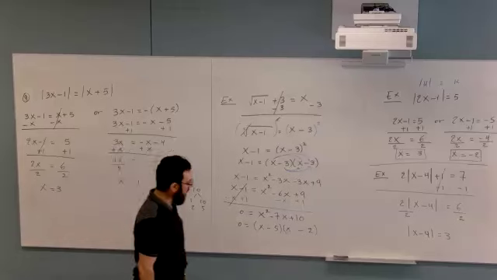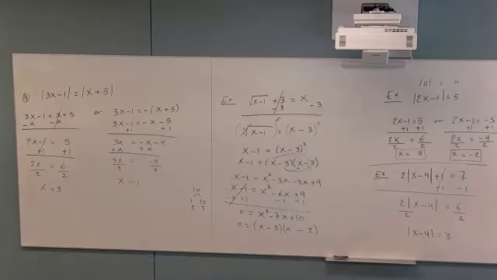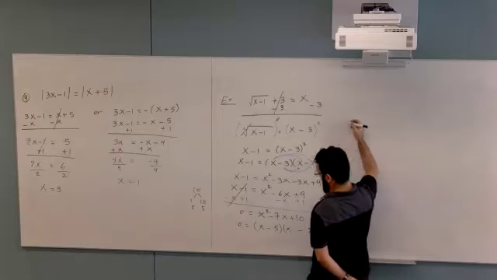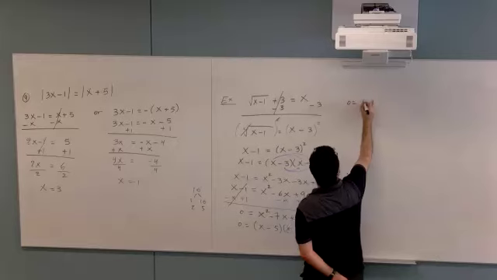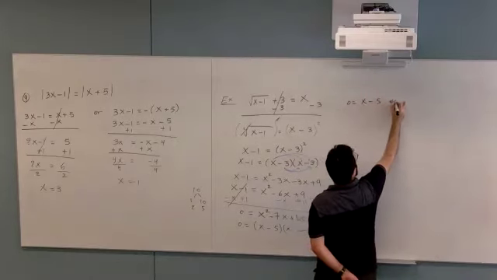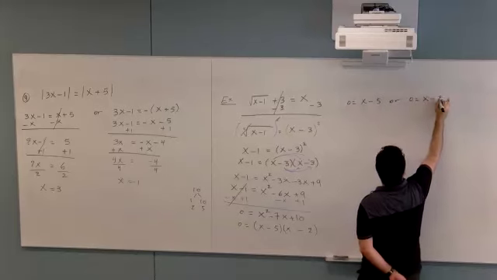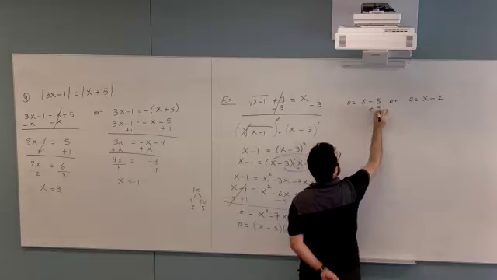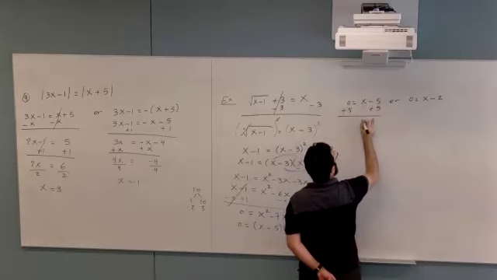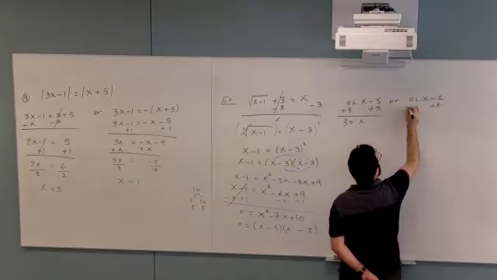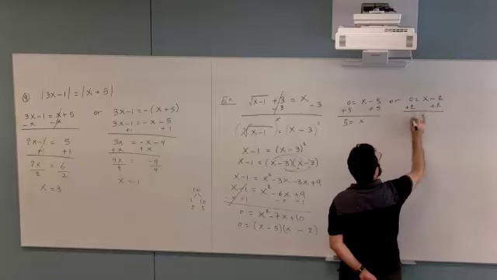That's it. How many solutions? So it's going to be 0 equals x minus 5 or 0 equals x minus 2. So if x equals 5, add 2, x is going to be equal to 2.